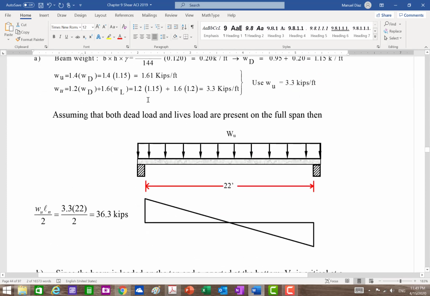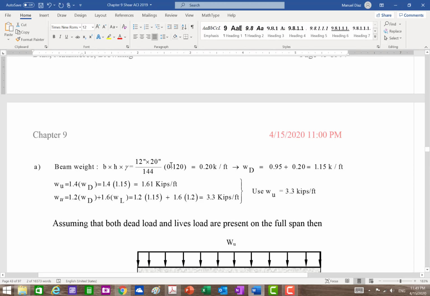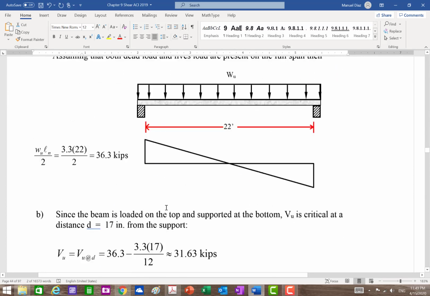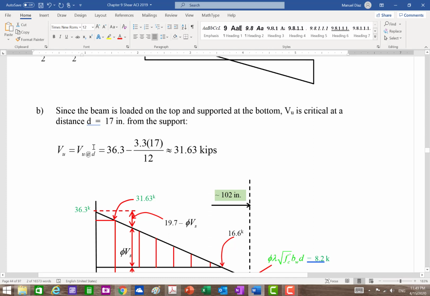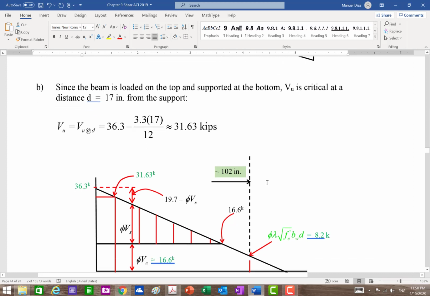Okay. And so we find our loads, right? Now we multiply by the weight of the lightweight concrete that we are given. And so we got our loads. And then we find our shear, plot our diagram. Find our value at the distance D. The D is 17 inches. So we use the formula. WuD minus omega uD divided by 12. Right? And so that would be our formula.